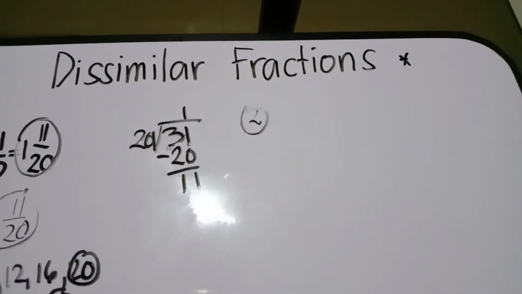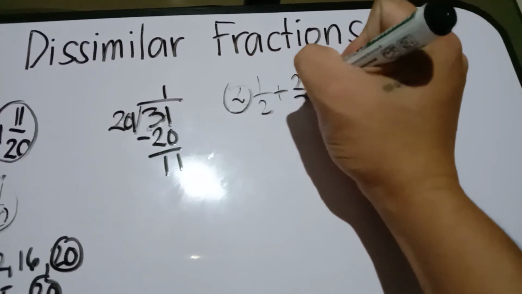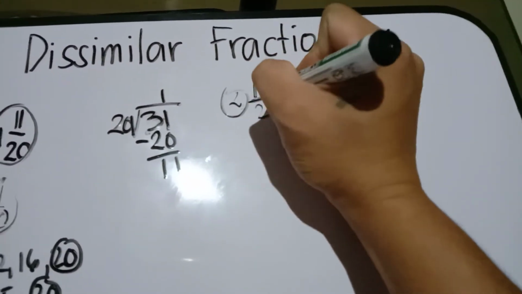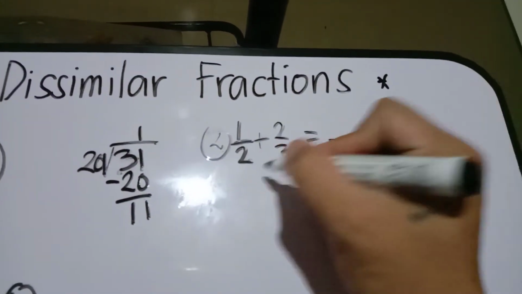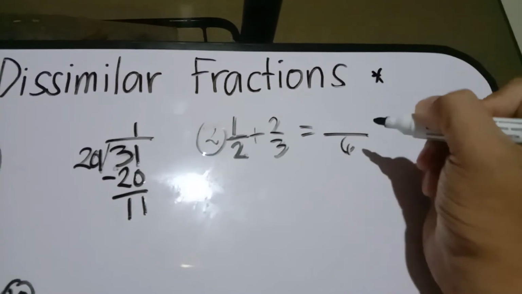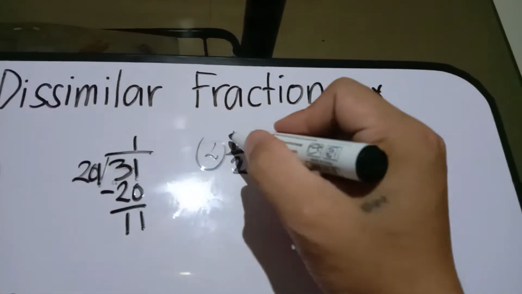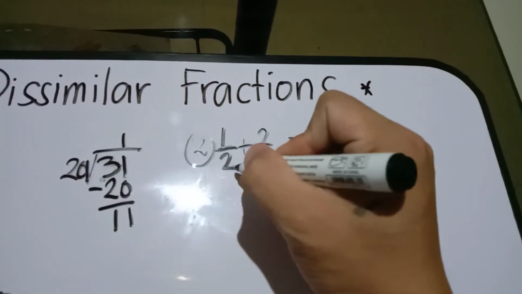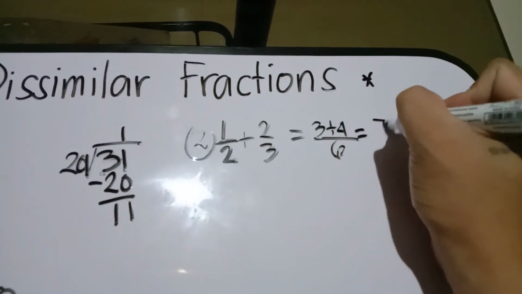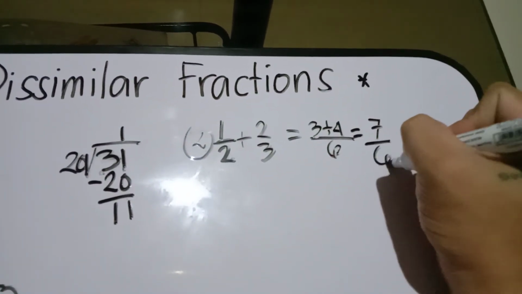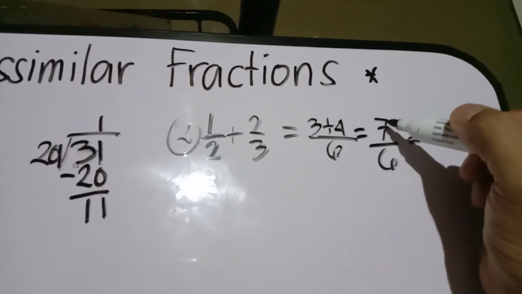Let's try 1/2 plus 2/3. Okay, let's add 1/2 and 2/3. Okay, so multiply 2 and 3, that is equal to 6. Okay, then cross multiply 1 times 3, that is equal to 3. 2 times 2, that is equal to 4. So 3 plus 4, that is equal to 7. Then copy the denominator. Okay, so again, our answer this time is improper fraction.